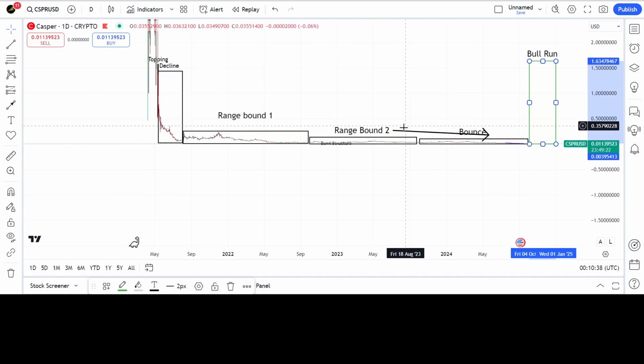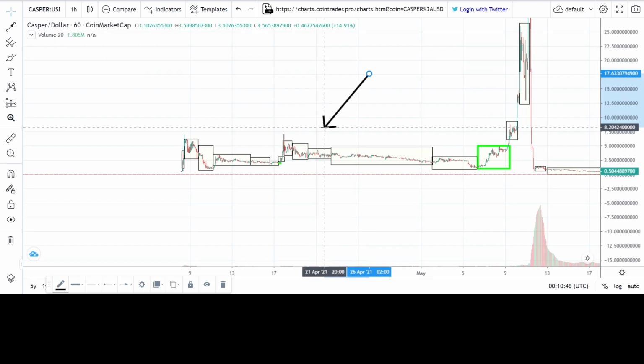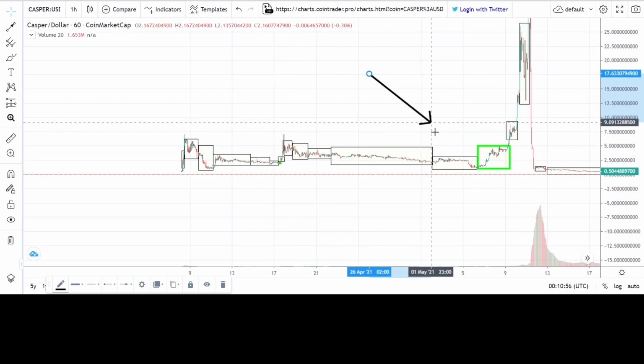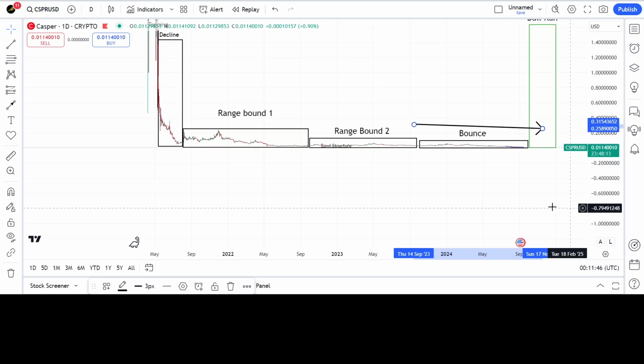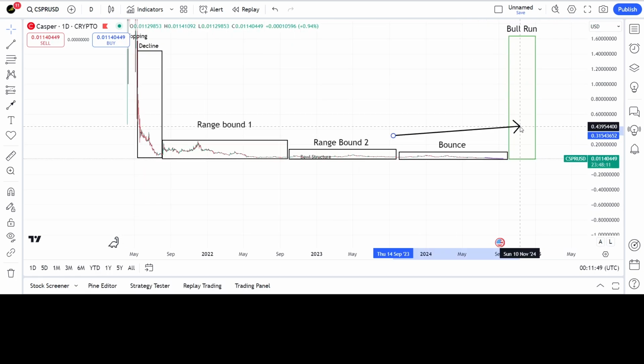Here is the important truth about Casper. As you can see, these fractals are very different in size. This bounce is much smaller than this bounce. This bounce is smaller than this bounce. I'm showing you this to drive home the point that Casper is a wild card. It can print a very small structure and then print a very large structure. This is what has drawn me to Casper. We don't know how this bull run will print. It could be small, it could be large.